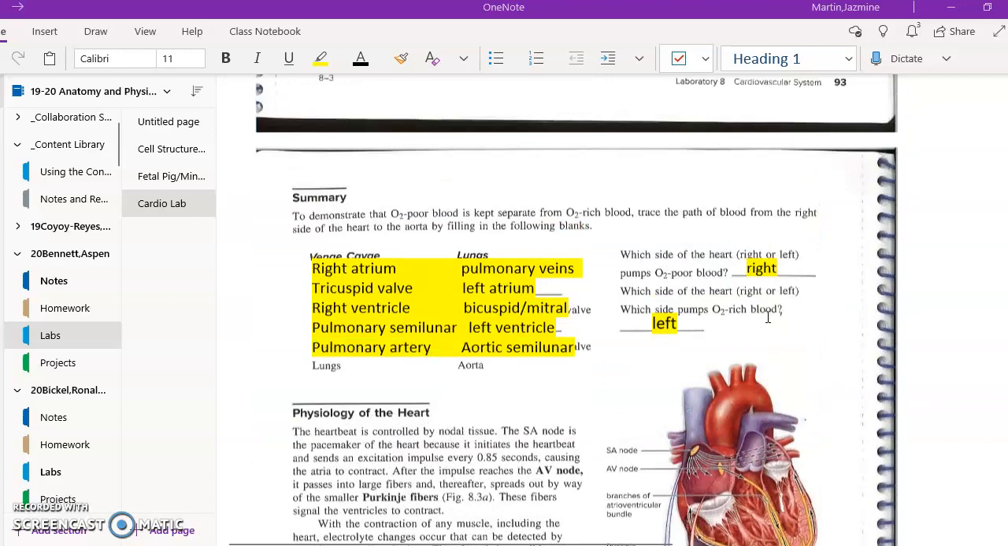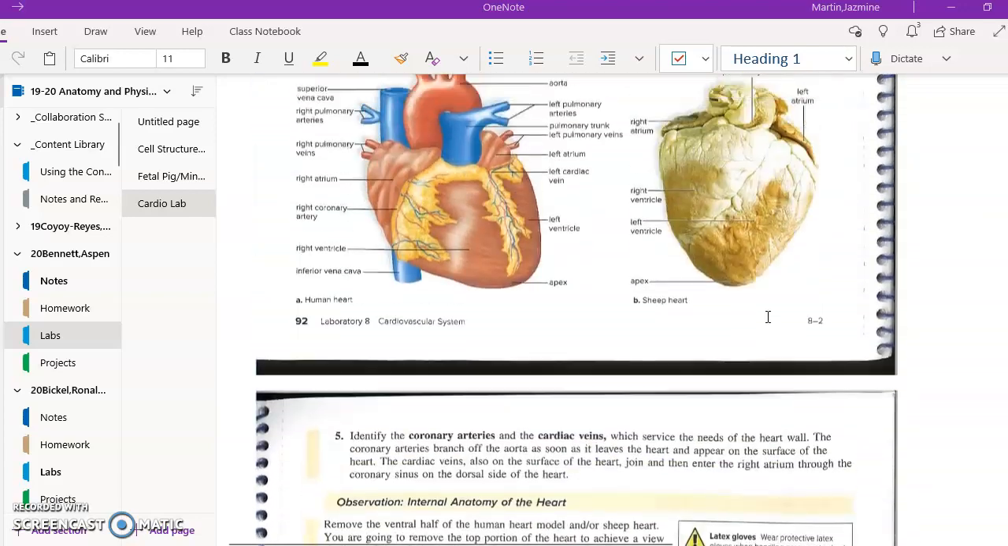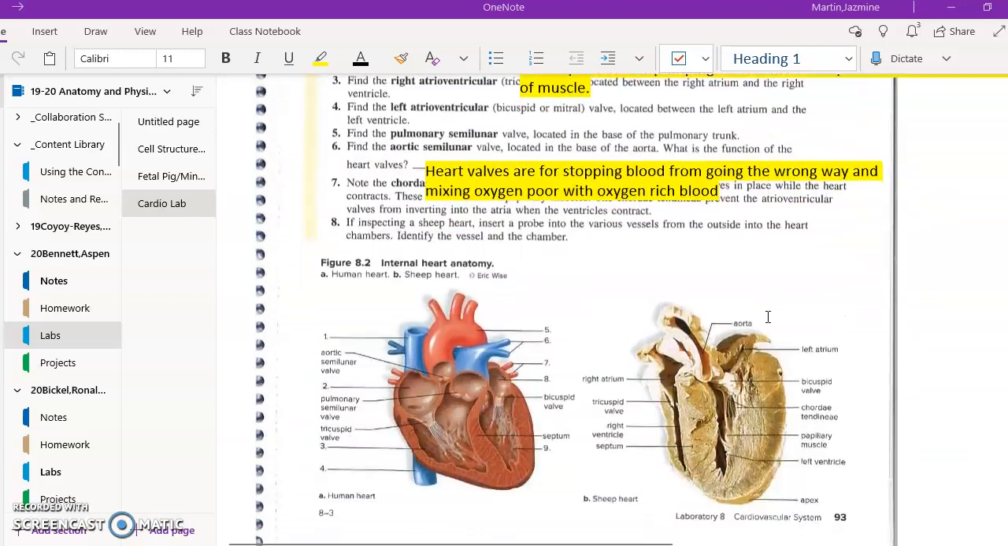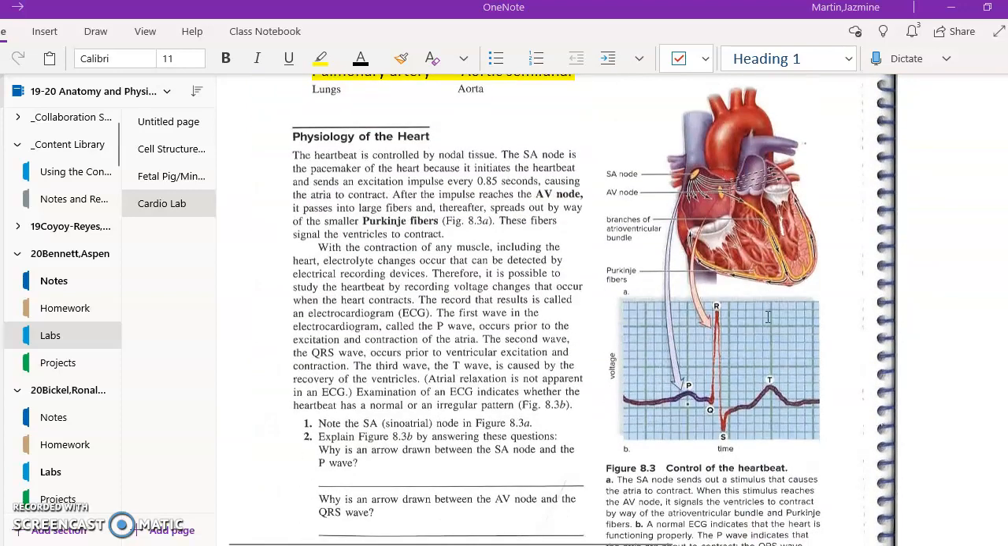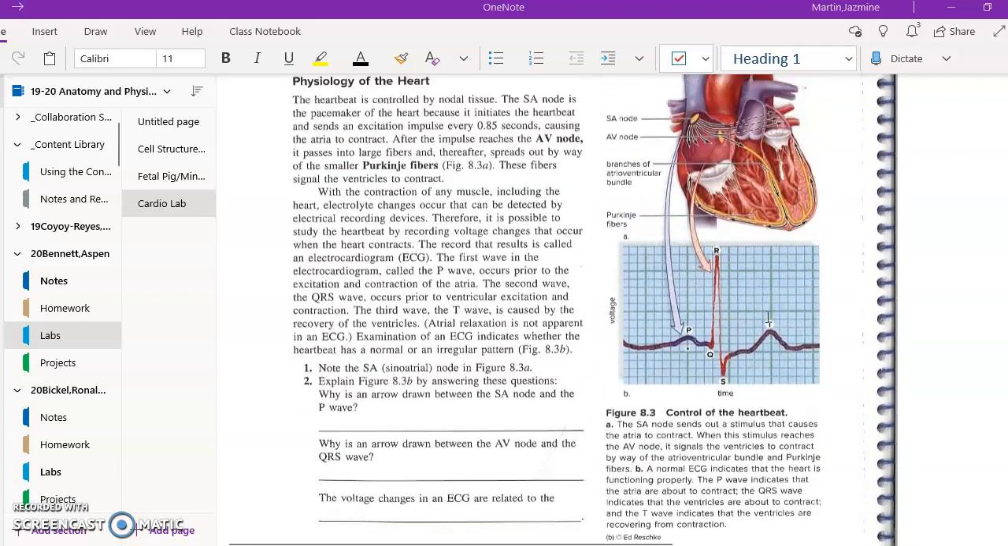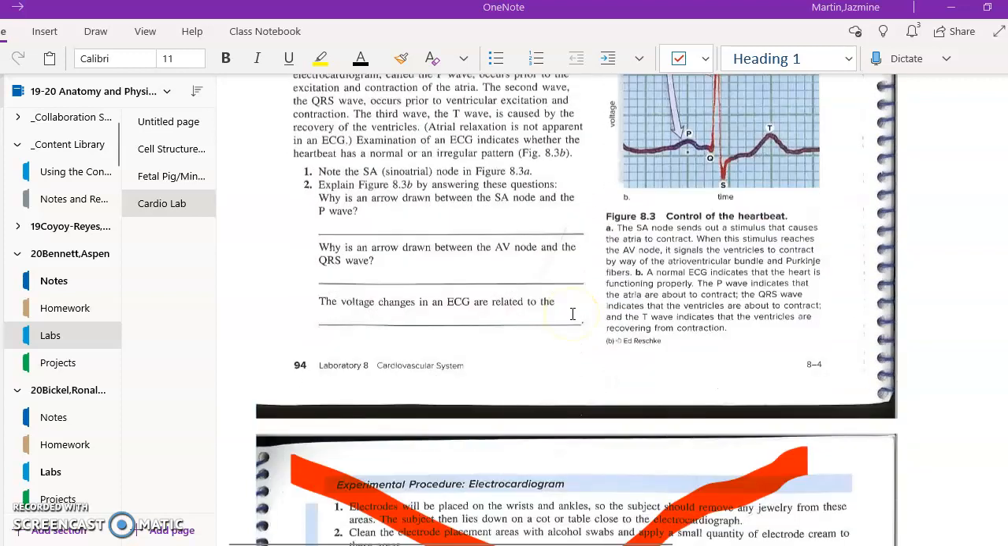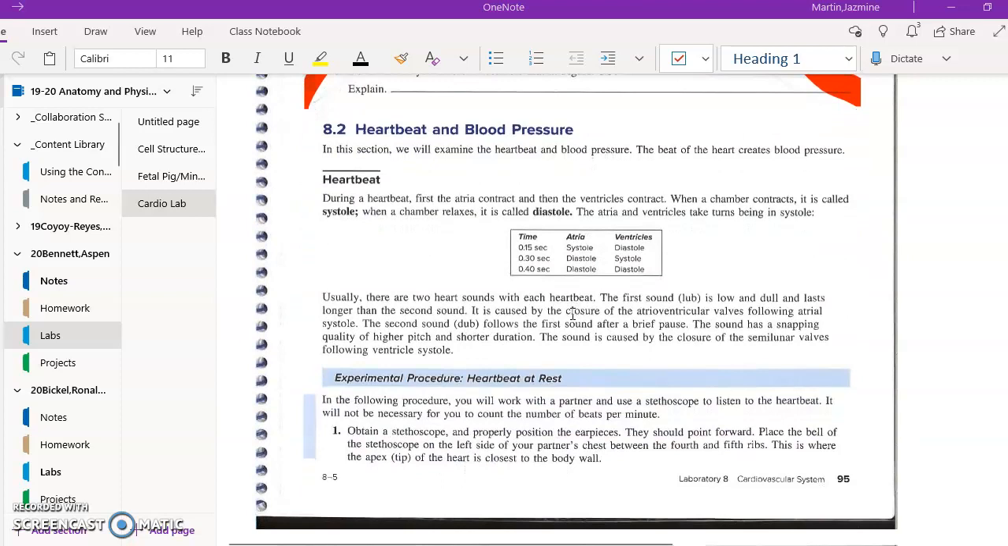So last time we went through and we filled out the internal and external structures of the heart. We talked about how blood was pumping through the heart. Your homework was to go ahead and finish the physiology of the heart portion. And now we're to page 95 with heartbeat and blood pressure. So the biggest thing that I want you to take away from this section is where we're talking about the systole and the diastole of the heart. So notice that when the chambers contract, it's called the systole, and when the chambers relax, it's called the diastole.